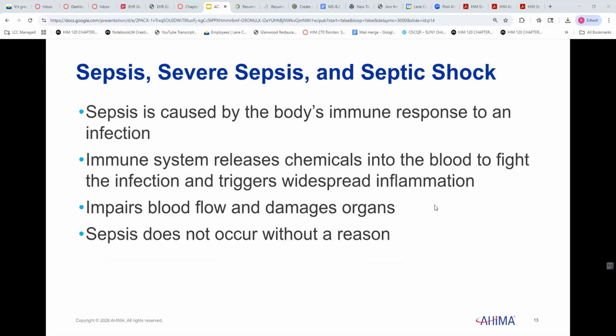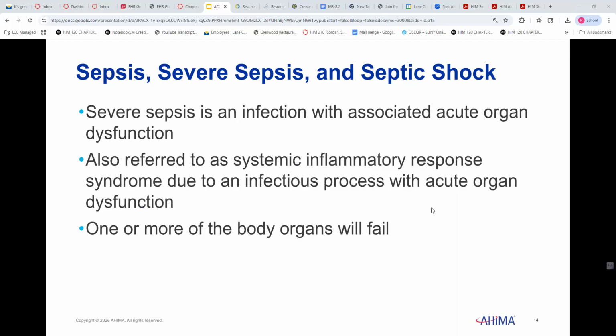Sepsis, severe sepsis, and septic shock are caused by the body's immune response to an infection. The immune system releases all these chemicals, these cytokines and other things that fight the infection and trigger a widespread inflammation. This release of chemicals impairs the blood flow, which ultimately damages vital organs. Sepsis does not happen without a reason. In other words, typically there is some sort of an infection going on.